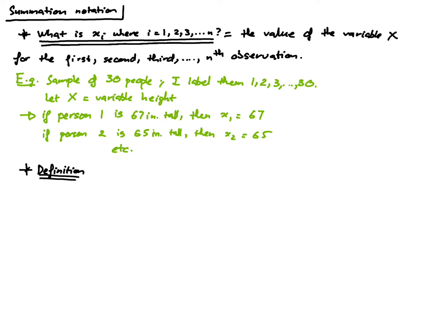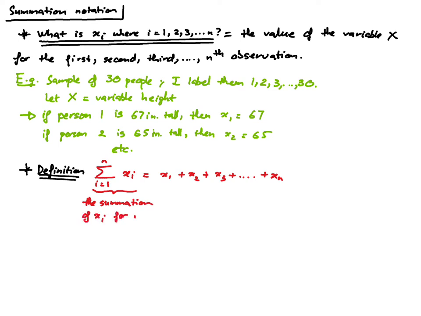The summation of xi for i going from 1 to n is equal to x sub 1 plus x sub 2 plus x sub 3 plus all the way to x sub n. We read this left-hand side as the summation of x sub i for i going from 1 to n.